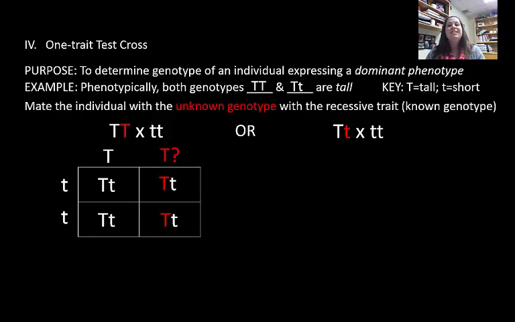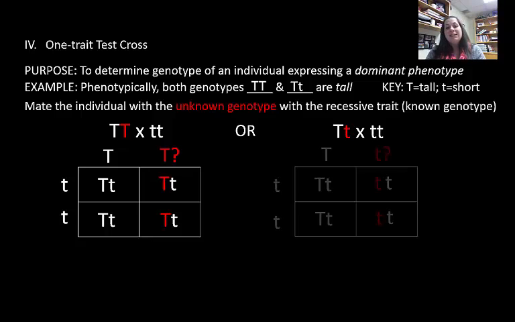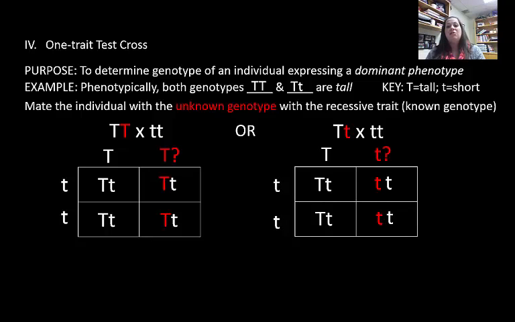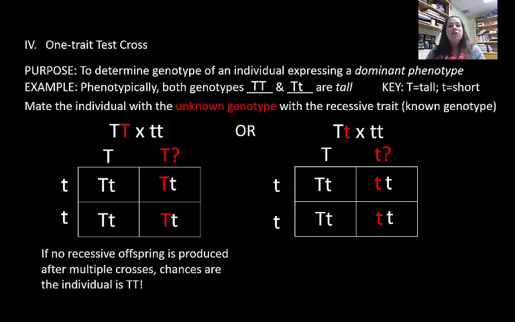This is going to give us different Punnett squares. So in the first case here, you have 100% of the plants being tall because they're all heterozygous. But in the second set, you only have 50% being tall and 50% being short. So what you need to do is look at the offspring.